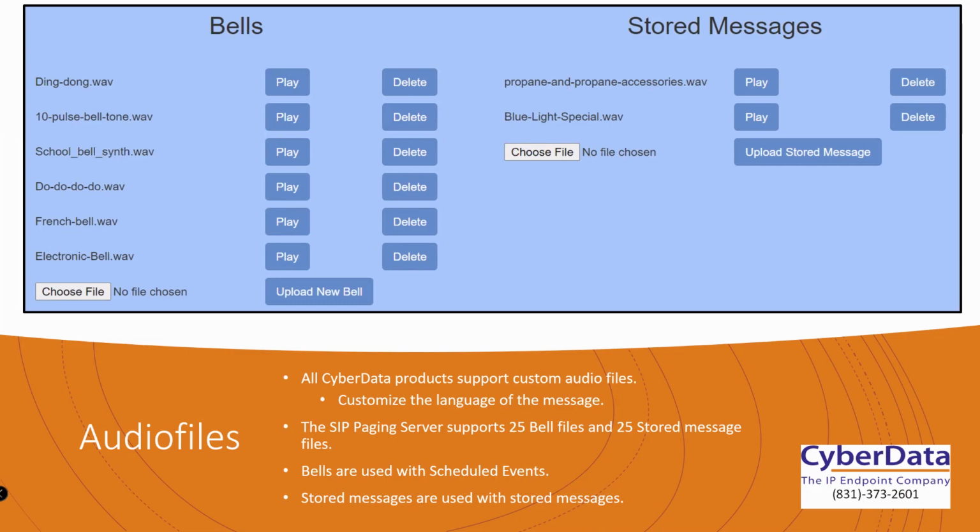But for today's discussion, we're going to specifically talk about the bells and stored messages at the bottom of that page. The paging server supports 25 bell files and 25 stored message files for a total of 50, although bell files cannot be triggered as a stored message, nor can stored message audio files be played as a bell. So you can only have 25 bells and 25 stored messages.